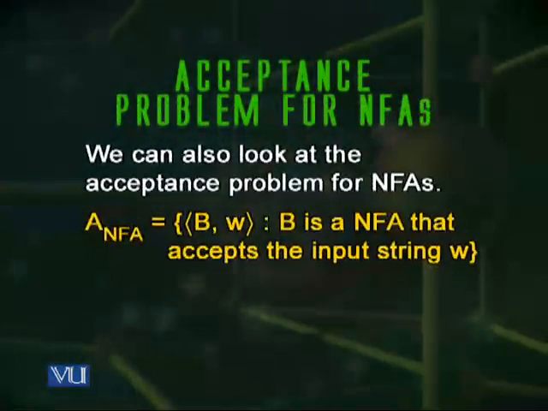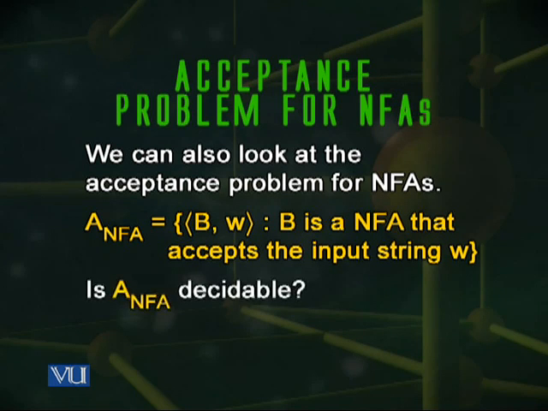Let's look at the question more formally. Let A_NFA be the description of <B, w>, where B is an NFA now. So A_NFA is the encoding of pairs B, w, where B is a non-deterministic finite automaton and w is a string which is accepted by this non-deterministic finite automaton. Is A_NFA decidable?